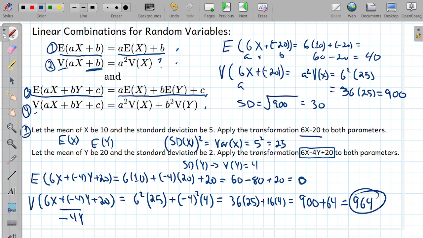So this is the variance, but we want the standard deviation, and that will be the square root of 964. So this is going to work out to about 31 and a little bit. I did work that out. Where is it? 31.048. There we go. So that's the modified or transformed standard deviation. So this is a rather mathematical topic, so that means it's a good question for exams.